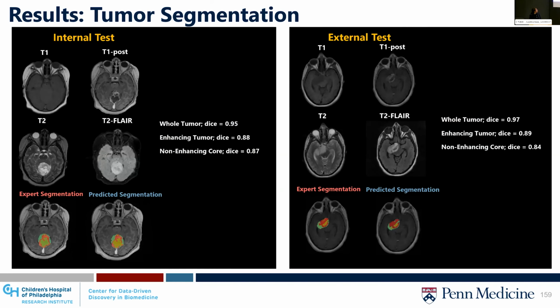And here you can see two examples of patients from our internal test and external test sets. The data from these patients were completely unseen by the model during the training phase. And this is the segmentation by our model. This is the expert segmentation. As you can see, the whole tumor dice is very high, and both enhancing tumor and non-enhancing core also are highly accurate.